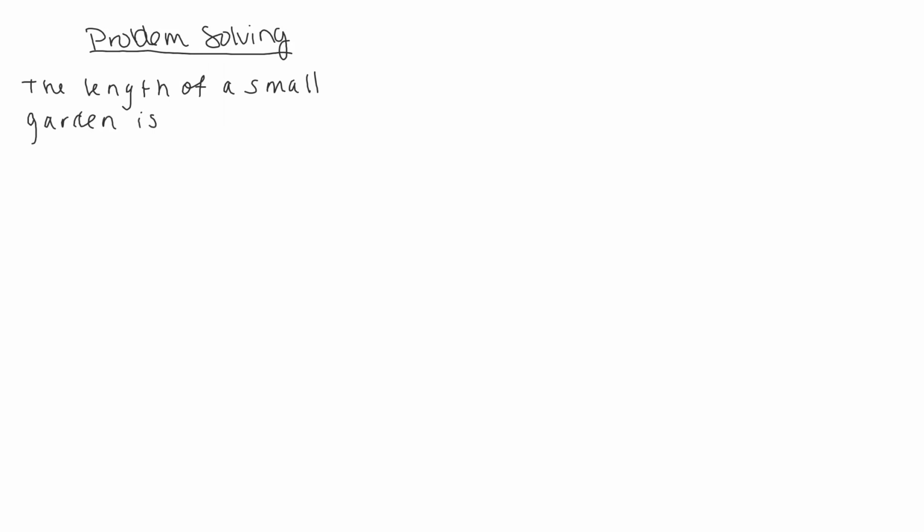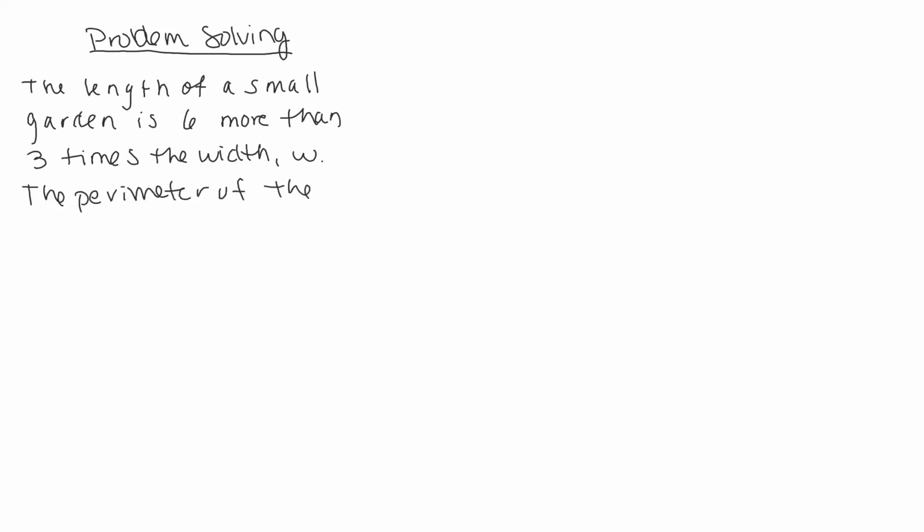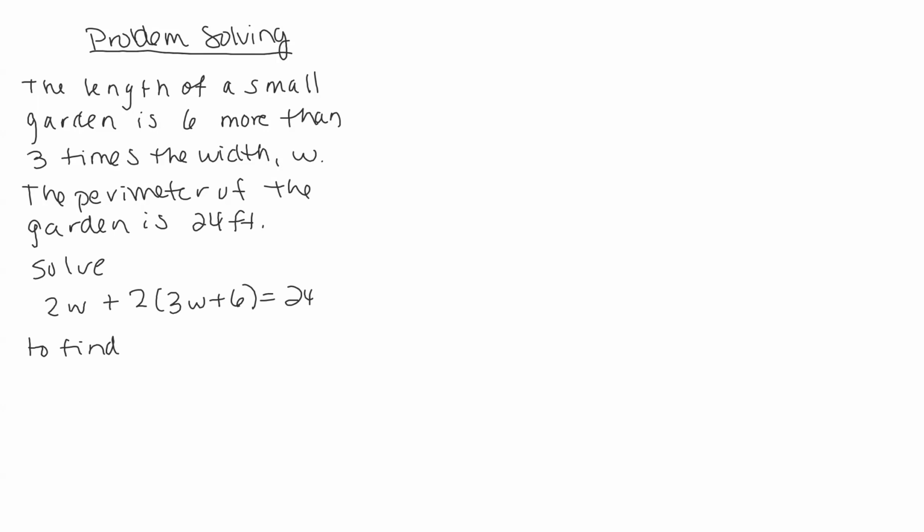Okay, so let's start with an easy example. So this is problem solving. Again, it's easy problem solving because we're going to be given the equation, but all the same. So for this one, the length of a small garden is 6 more than 3 times the width. And we're going to call the width W. The perimeter of the garden is 24 feet. Solve 2W plus 2 times 3W plus 6 equals 24 to find the width of the garden.